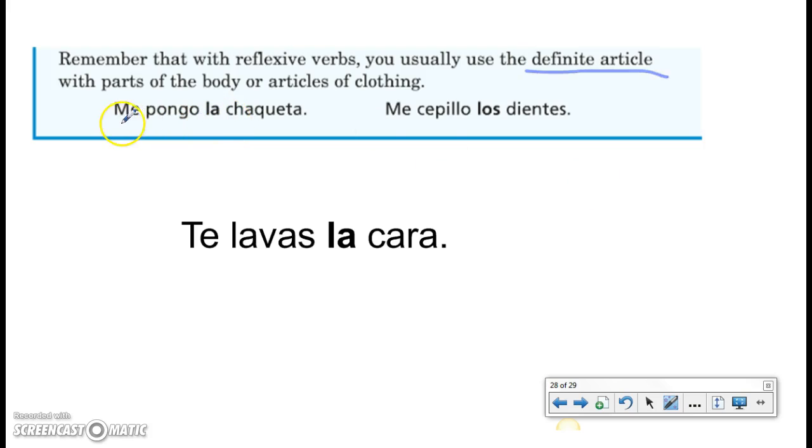And I know it's my jacket if I'm the one putting it on. Me cepillo los dientes. If I'm the one brushing myself, obviously they're my teeth. So I don't say mis dientes, I use the definite article, los dientes. One more example, te lavas la cara, you wash your face. I didn't say tu cara here, but I know it's your face because you yourself are washing yourself.